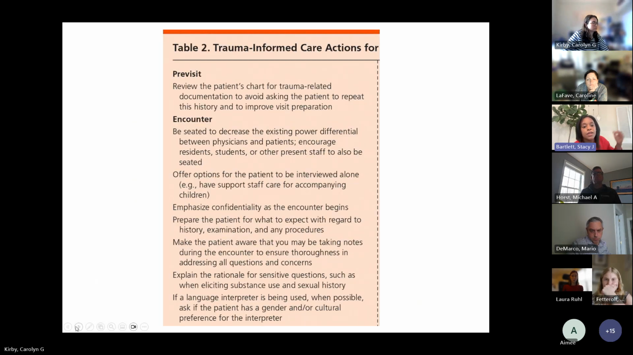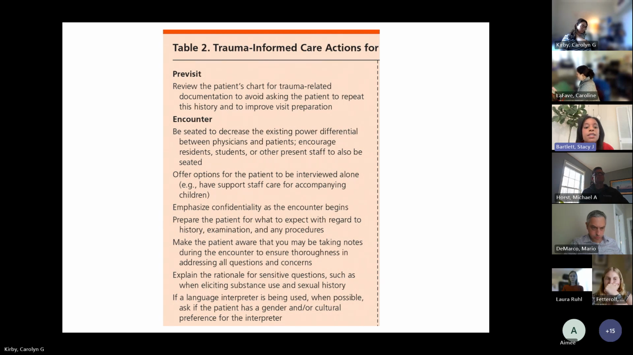Starting with the pre-visit, reviewing the chart beforehand so that you don't ask things that are in the chart already that could be re-traumatizing. In that encounter, making sure you're sitting, and asking your residents, med students, whoever else is in the room to also be seated, at least at eye level or below your patient. Making sure that patients have the option to be interviewed alone, or if they want to have other people with them, that they have that option as well.